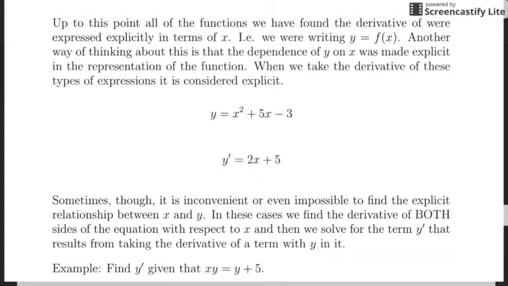So anyway, in those cases, what we do is we simply find the derivative of both sides of the equation. So the derivative becomes this operator in a very real sense, where we perform this operation and we do it to both sides of the equation. And we're going to find the derivative with respect to x. X is still the independent variable. Y is still the dependent variable. And then what we do is we solve for the y prime term, the derivative of the y that is going to result from taking the derivative of a term with the y in it.